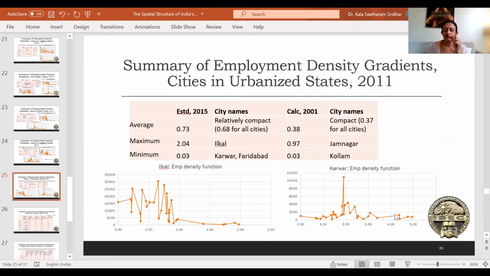So what does a summary of employment density gradients in urbanized states indicate? This is again our coastal town in Karnataka, which is Asia's largest naval base. And this is definitely more compact because urbanized states are aware of the cost of leapfrog development. So they try to be more compact and efficient.